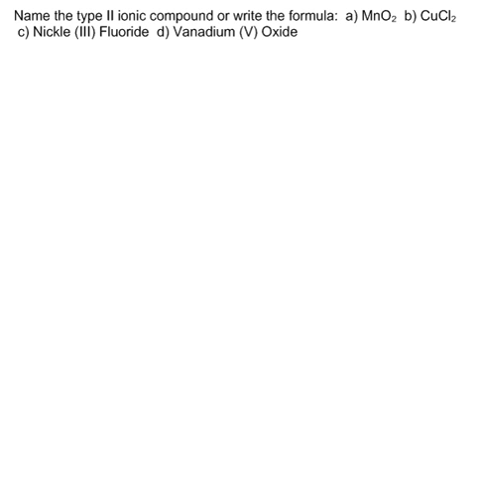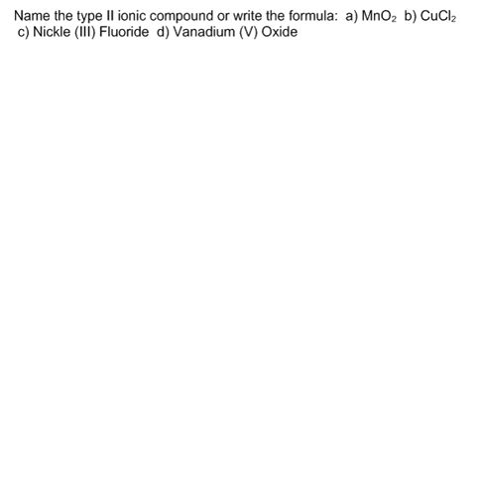Name the type 2 ionic compound or write the formula. So type 2 ionic compounds are very similar to type 1 ionic compounds in that it's simply the metal name with the nonmetal name with "ide" at the end. However, what does matter in this case is how many electrons the metal is giving away.